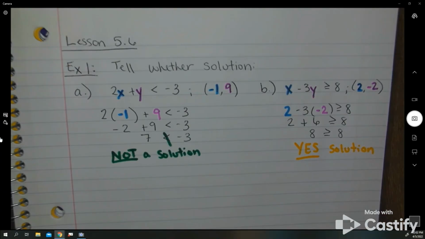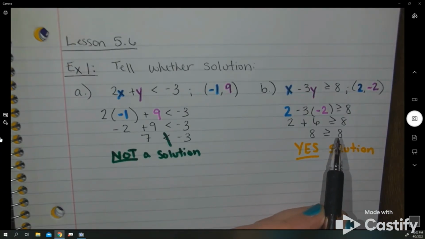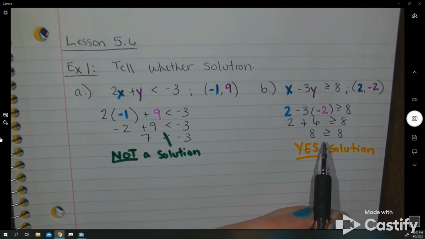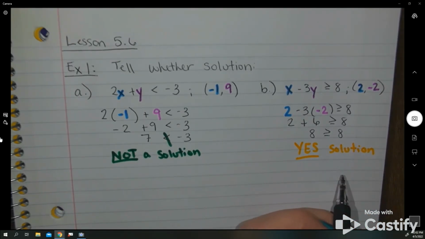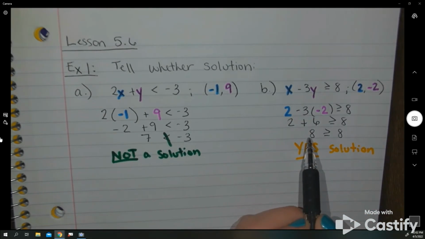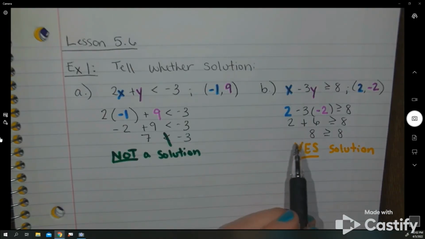Now, if I had an inequality that said 8 is greater than 8, I would have said no, it's not a solution because 8 is not greater than 8. But because this has or equal to, I can have the same number on both sides of the inequality. I also could have any number that is larger than 8. So I could have 9, 10, 1 million. Any of those numbers that are greater than 8 would also have given me yes as a solution.